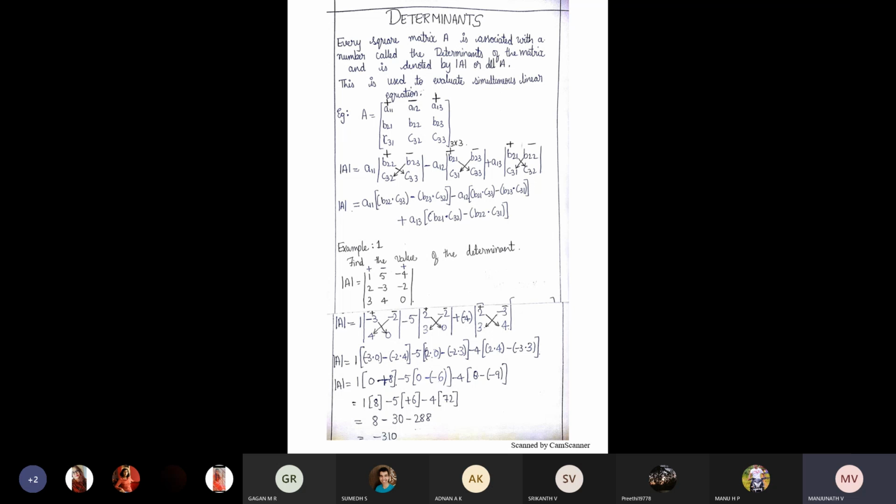After that, we can go for solving examples on this. And you will get one question on this for 10 marks. Evaluate the following matrix. If at all examination is conducted, you will get it for 10 marks.